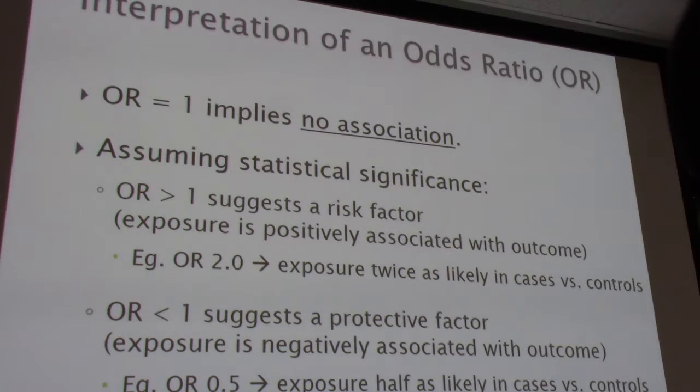So in my case, when I'm looking at breastfeeding and asthma, if I find an odds ratio of 0.5, it would mean that the kids with asthma are half as likely to have been breastfed.